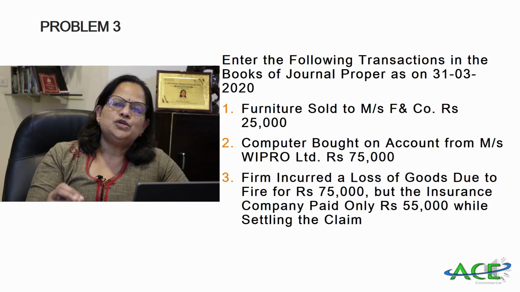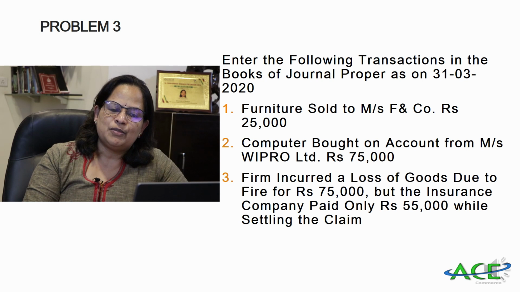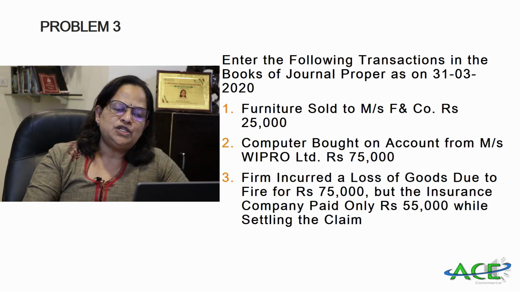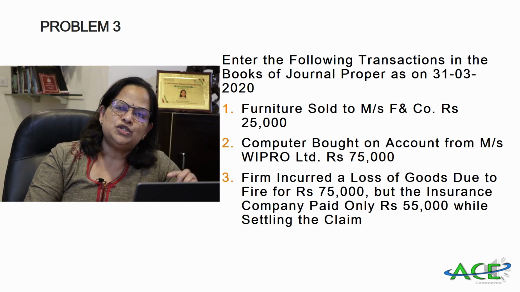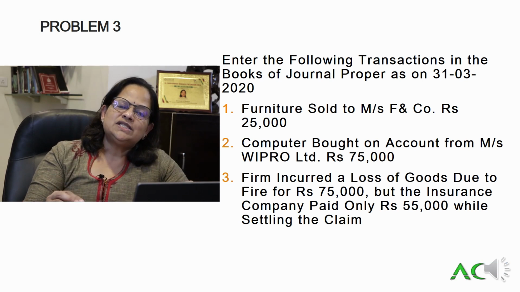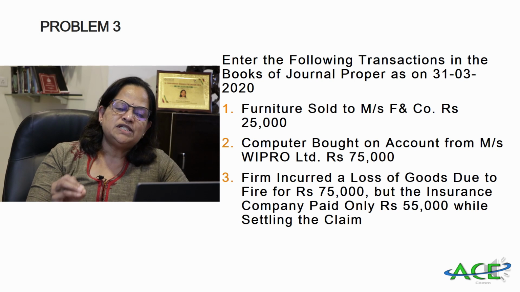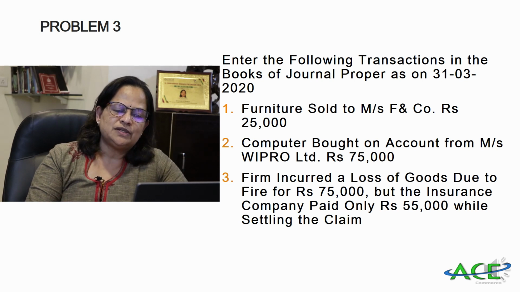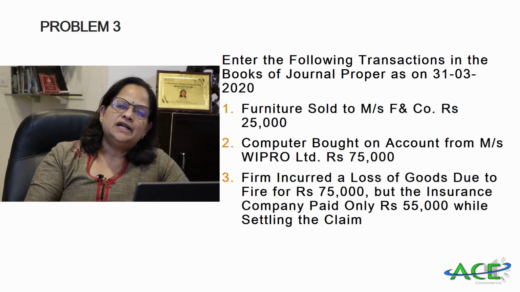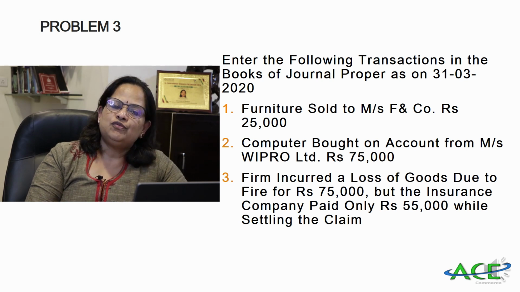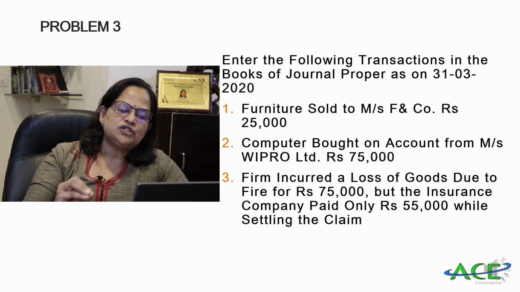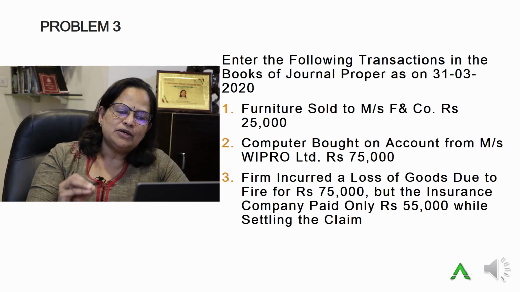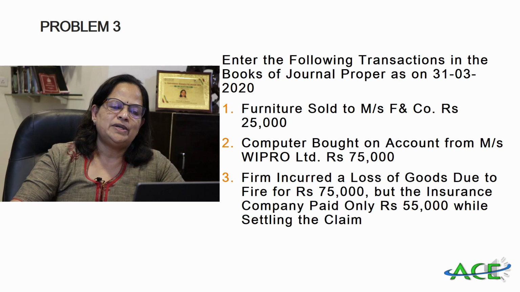Now I am going to explain with one problem. Enter the following transactions in the books of journal proper as on 31/3/2020. First is furniture sold to Messrs. F and Company, rupees 25,000. Second one is computer bought on account from Messrs. Wipro Limited, 75,000. Third is firm incurred a loss of goods due to fire for rupees 75,000, but the insurance company paid only 55,000 while settling the claim. So this 20,000 loss has happened, that also we have to adjust.